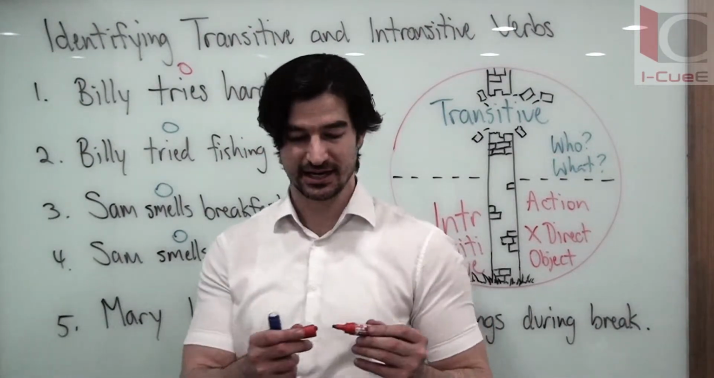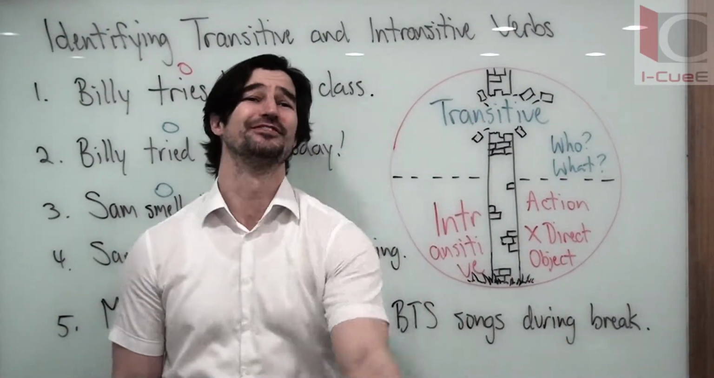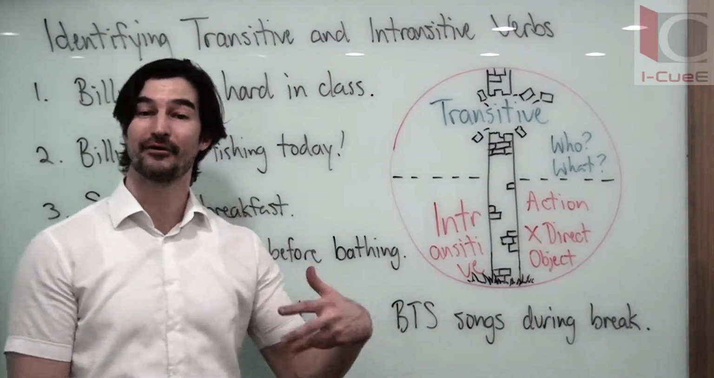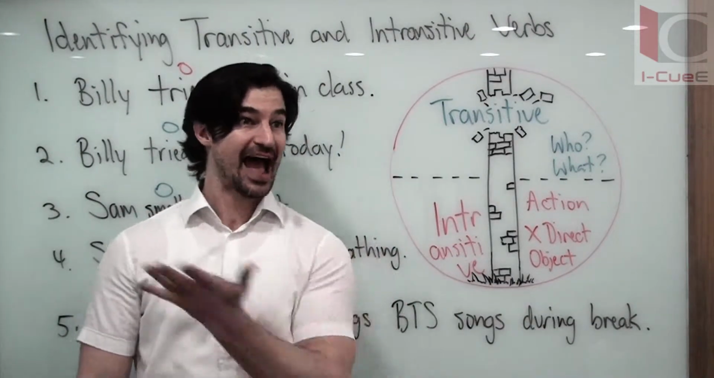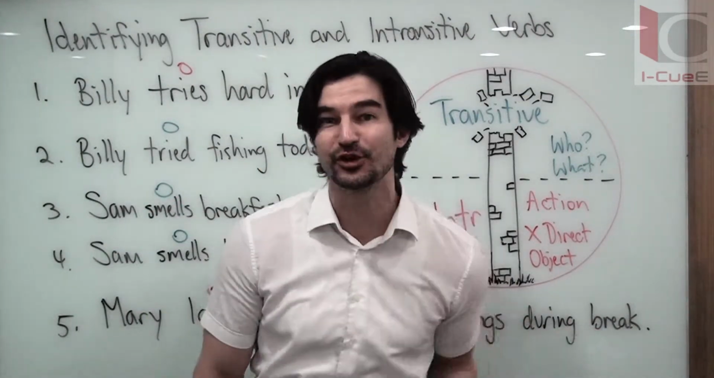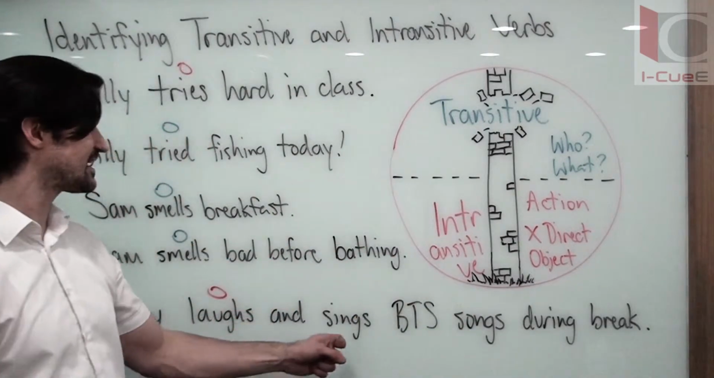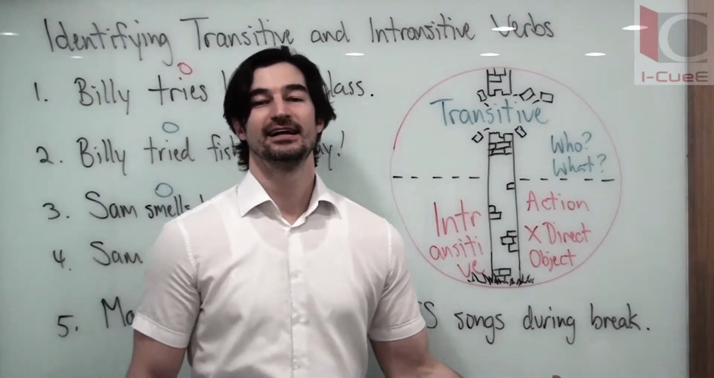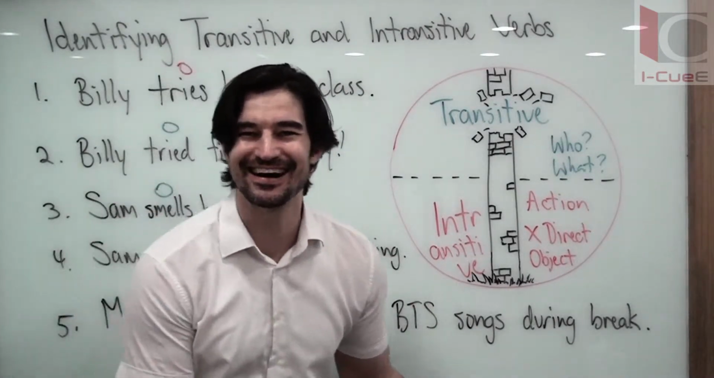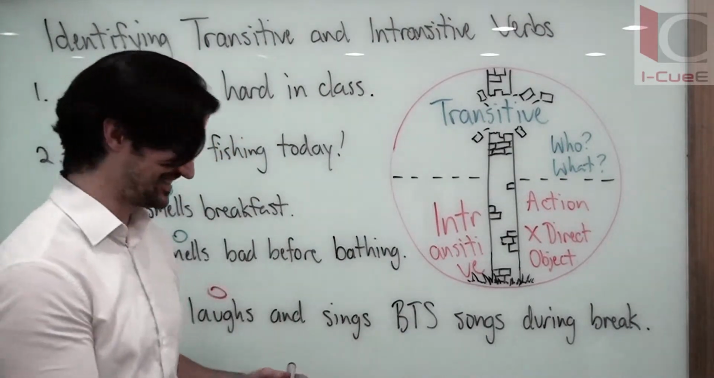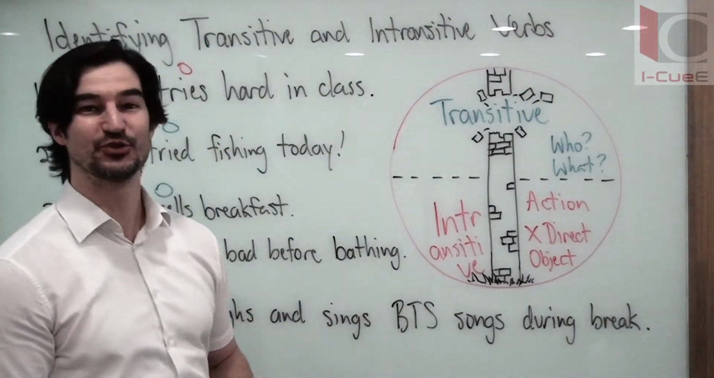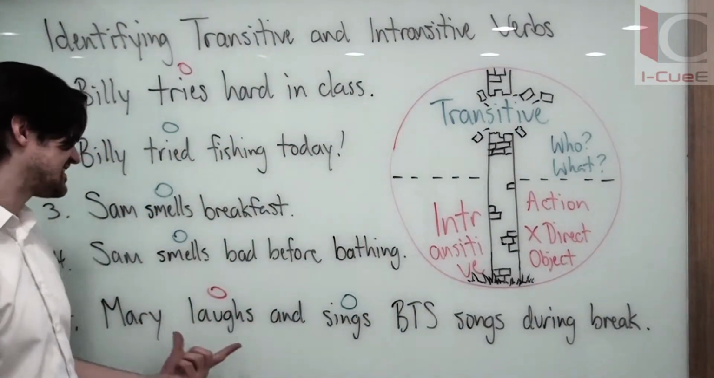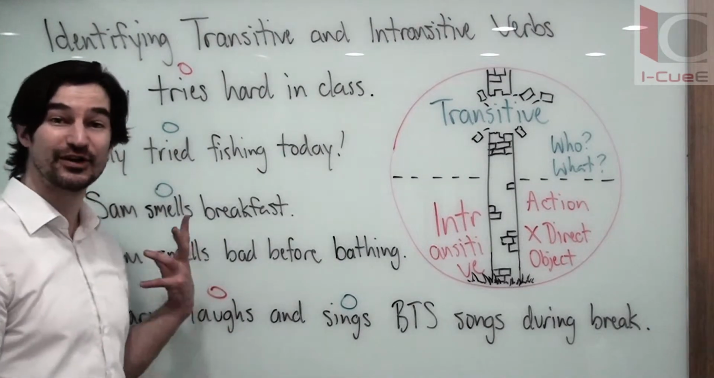This has no other option. I can't say Mary laughs movie. That doesn't make sense. I can have a prepositional phrase and say Mary laughs at the movie or at her teacher, which is probably true, but what about the second verb? Mary laughs and sings. What does Mary sing? Mary sings BTS songs. Of course she does. So, if we have an answer to what does Mary sing, then sing must be transitive. So you see here that we can even couple intransitive and transitive verbs together in one sentence.